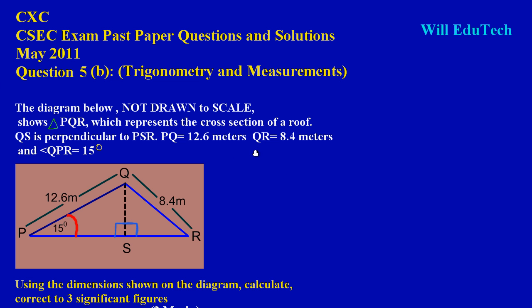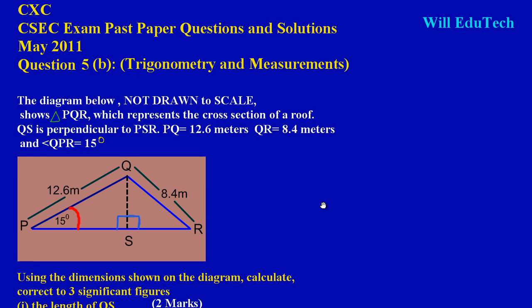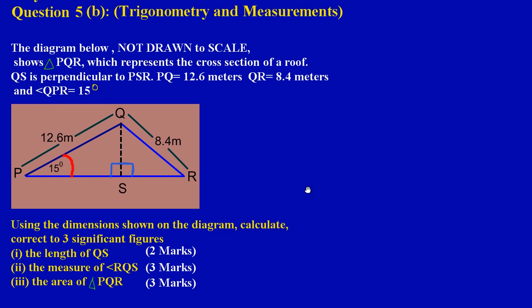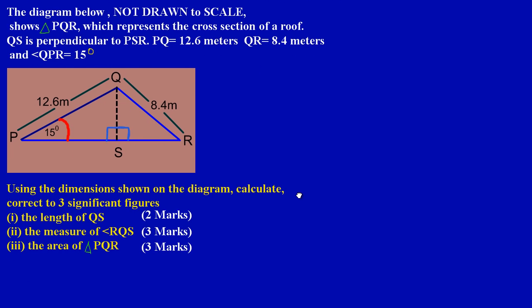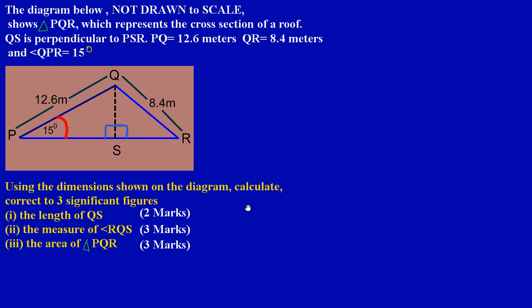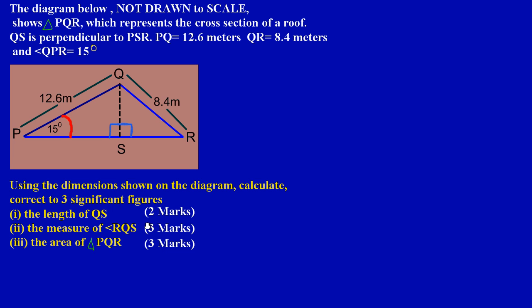You could always pause the video and read the question a bit more carefully. Here they are saying that using the dimensions shown on the diagram, calculate, correct to three significant figures: number one, the length of QS, which is 2 marks; part 2, the measurement of the angle RQS, which is 3 marks; part 3, the area of PQR, which is 3 marks.